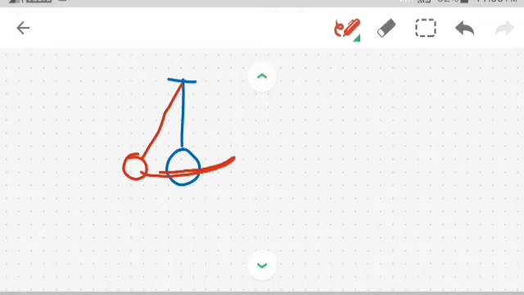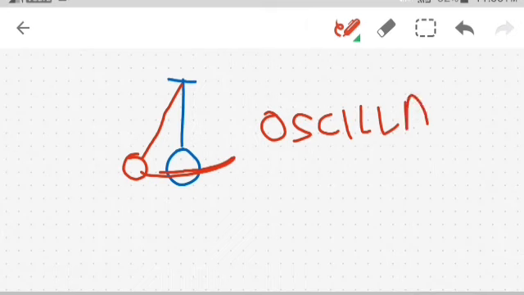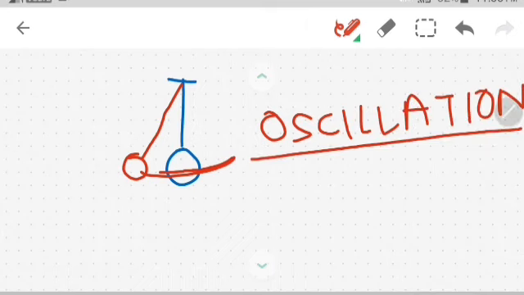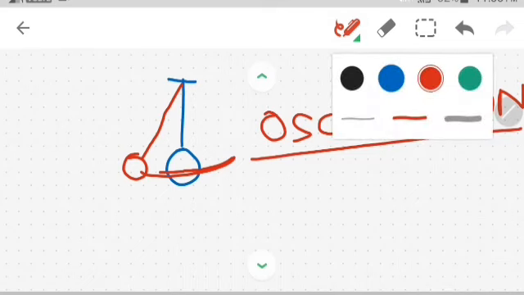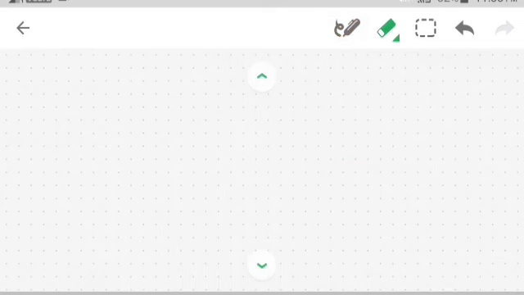This type of motion is called oscillation, or it is also called vibration. Basically, the back and forth motion of a moving object is called vibration or oscillation. Now there are some characteristics of vibration. So what is amplitude? Before that, we have to know what a pendulum is.